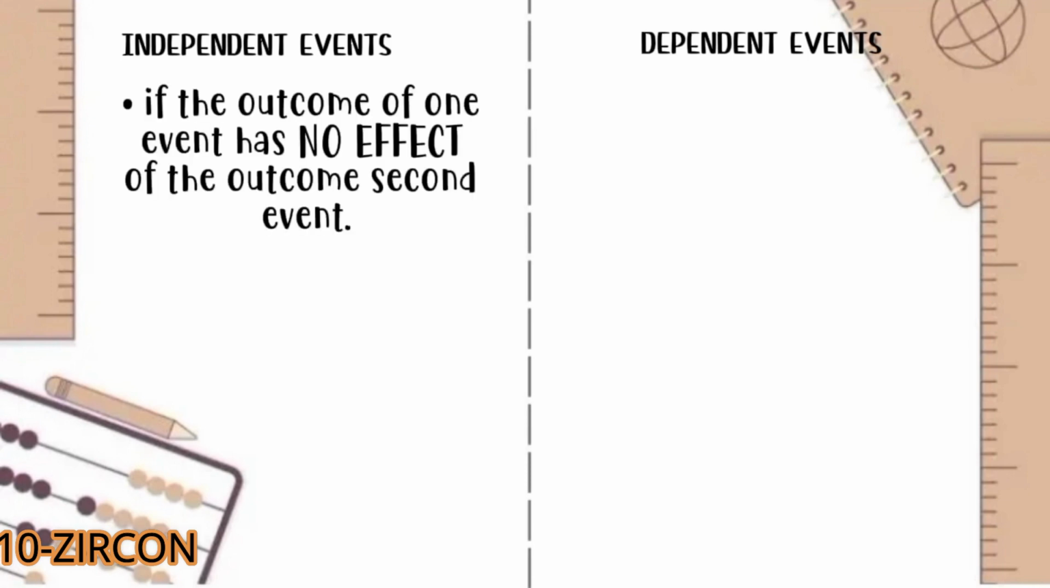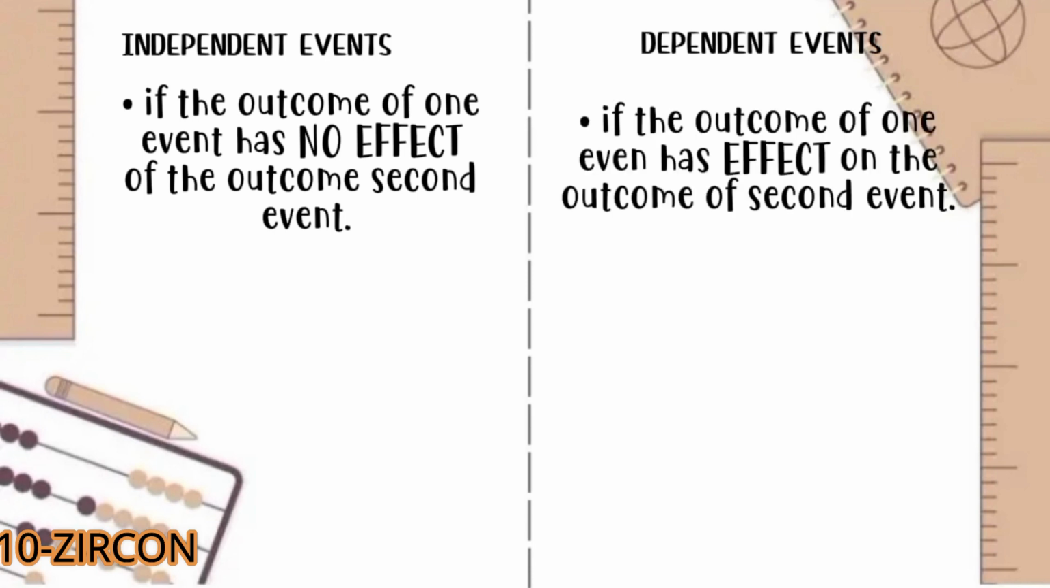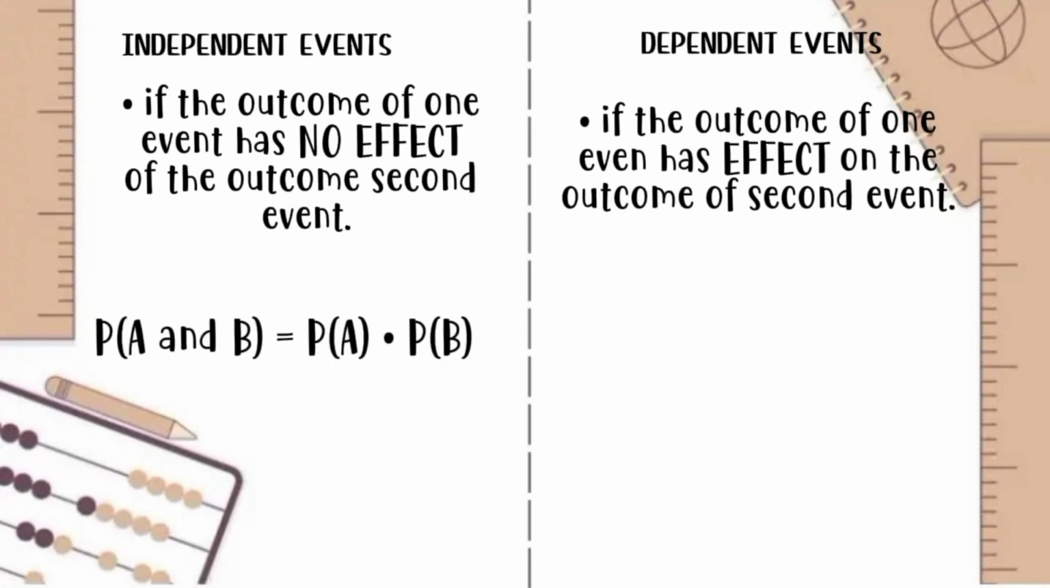Independent event: if the outcome of one event has no effect on the outcome of a second event. However, if the outcome of one event has an effect on the outcome of a second event, then the two events are called dependent events. The formula that we're going to use for independent events is probability of A and B equals probability of A times probability of B. And for dependent events, probability of A and B equals probability of A times probability of B following A.